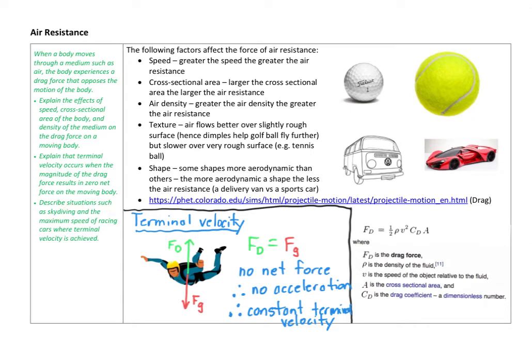Describe situations such as skydiving or the maximum speed of racing cars where terminal velocity is achieved. So for skydiving, it's about 200 kilometres an hour. The drag force will equal the gravitational force, so you will accelerate until you get to about 200 kilometres an hour, and that would be your terminal velocity. Obviously, whether you're laying flat or diving will have some effect on that. We all know most cars won't just keep accelerating forever. Eventually you'll reach a point where the drag due to pushing the car through the air will equal the force being generated by the propulsion system of the car, and the car will reach its terminal velocity.